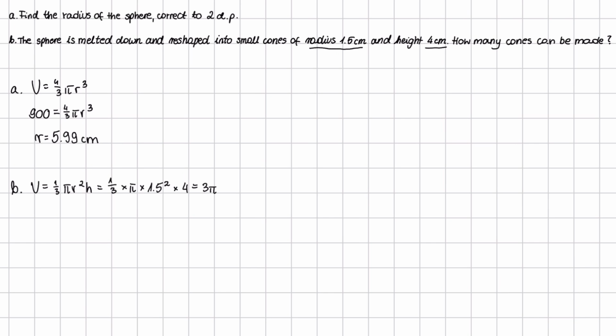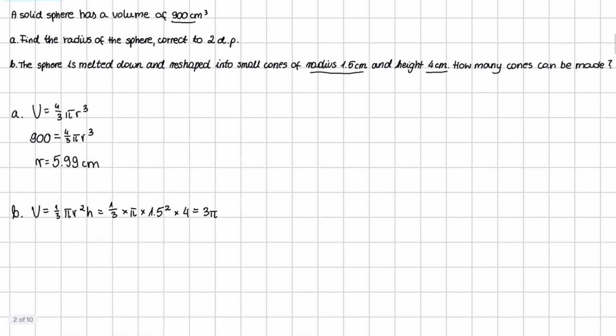because this is not our final answer. We have to divide our former volume of 900 cubic centimeters, because this was the volume of the sphere, and then it was melted down, so the volume stays the same, and we have the volume of a small cone, 3 pi, and we have to calculate how many cones can be made.